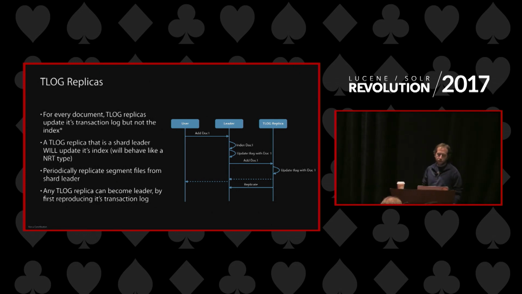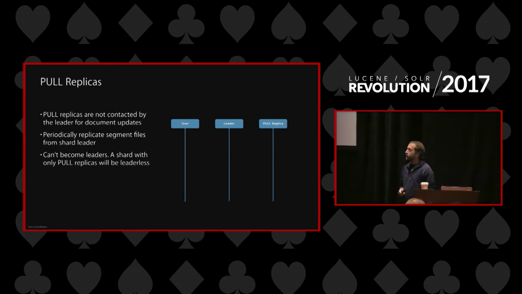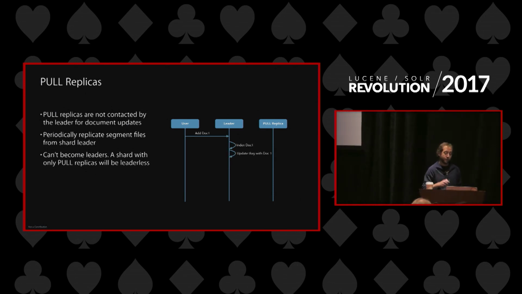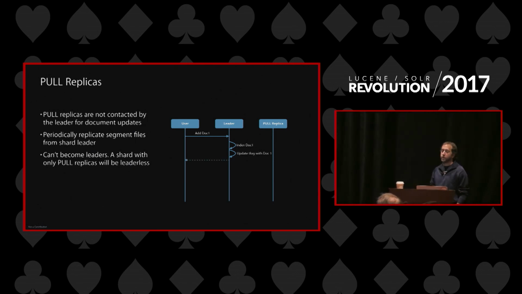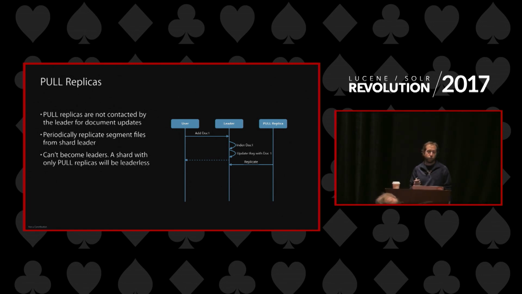Okay, and then the third type added is pull replicas. So pull replicas behave pretty differently than the current replicas. When the leader gets the update, it won't even send the document to the pull replica. It will acknowledge to the user. It will send the documents to whatever near real-time or TLOG replicas are there in the cluster, but it will not send it to the pull replica. The only thing the pull replica is going to do is replicate. This is the replication that the TLOG replica does. This is the replication that the master-slave does.